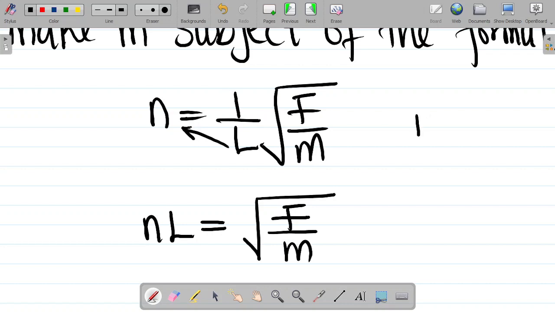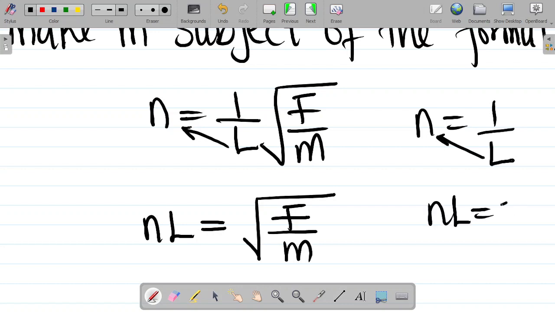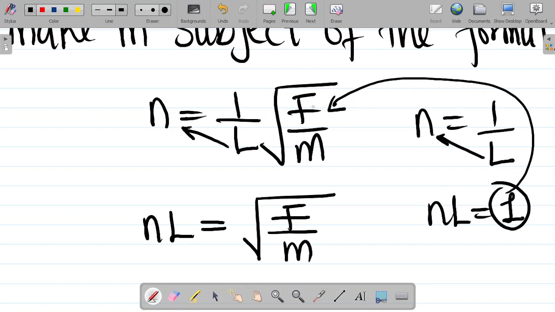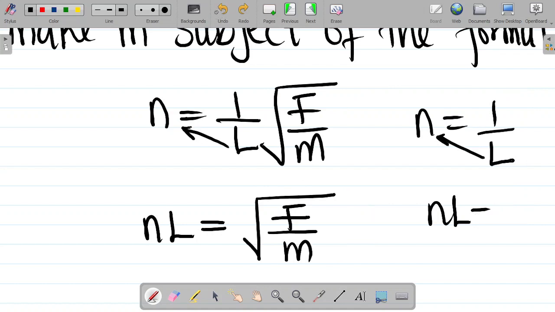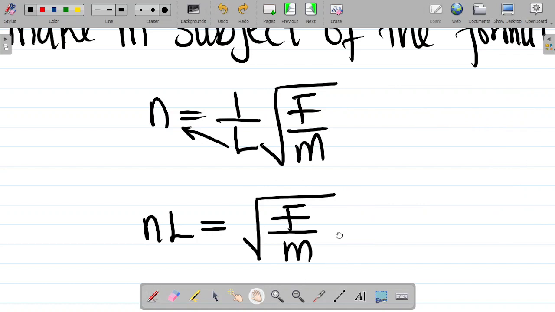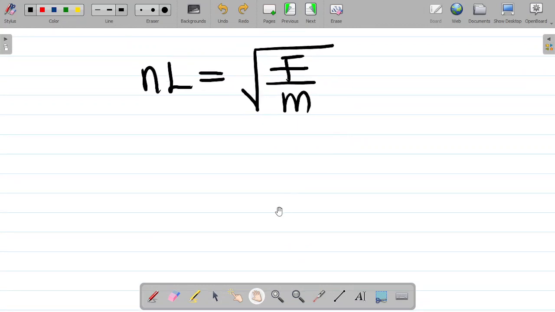So the concept is simply n equal to 1 over L. So L goes up here. You have NL is equal to 1. So this one now multiplies what you have here. So 1 times root F over M gives you root F over M. That's the simple mathematical idea here. All right, let's proceed with this. So from this, what do you have next? From here, again, we want to make M the subject of the formula. That means we'll have to square both sides.